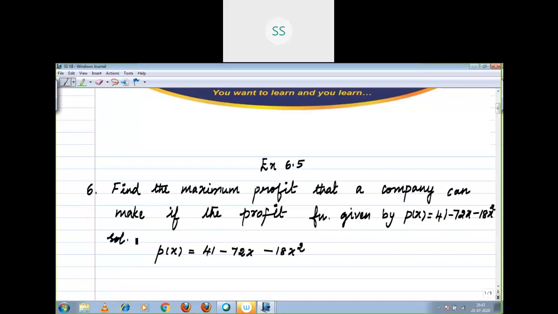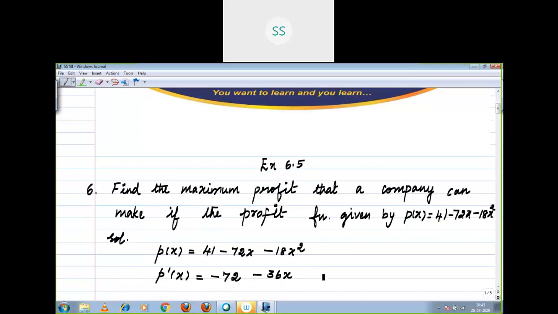Now, first step, what do you want to do? You have to differentiate. P'(x): 41 is constant, so 0. Here it becomes -72. Here it is -36x. Here you are applying the derivative of x to the power n.